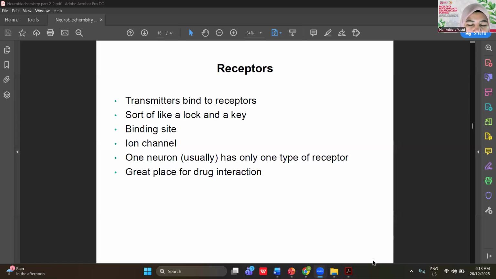And it has ion channels. Many receptors are associated with ion channels that open and close when activated. For drug interaction, receptors are an important target for drugs, as they can be activated, blocked, or modulated to influence neural activity and treat various conditions.